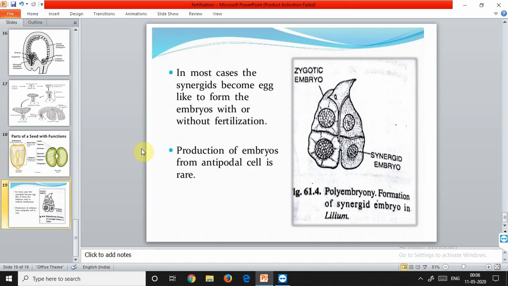So this was all for reproduction in plants. In the next class we'll discuss reproduction in animals, or specifically human beings.